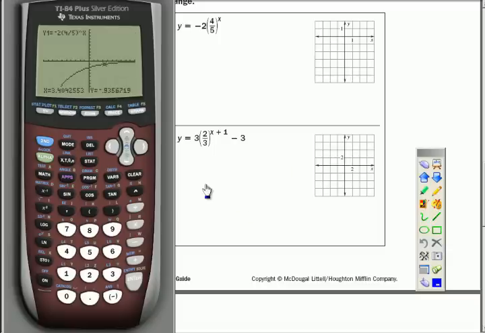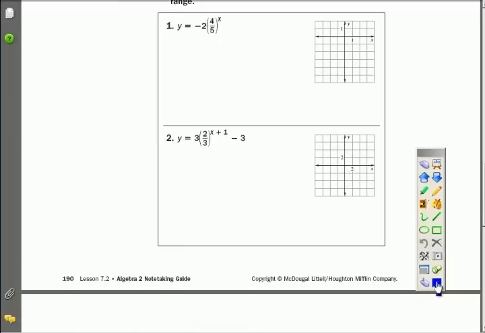Let's take a look at checkpoint number 2 real quick. I'll do that on my calculator. Y equals, clear this one out, 3 times 2 divided by 3 to the, and make sure you put parentheses around this, x plus 1 power, minus 3. I graph that. And it looks like it experienced a shift to the left 1 and down 3. And then I can hit my table, and there's my table. So I can just write down those points and plot them over here on my graph, and you'll be looking very sharp, very sharp.